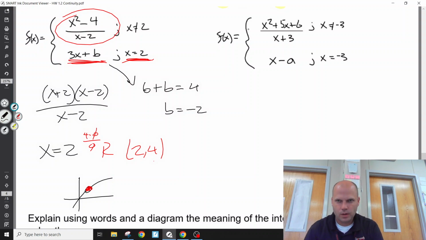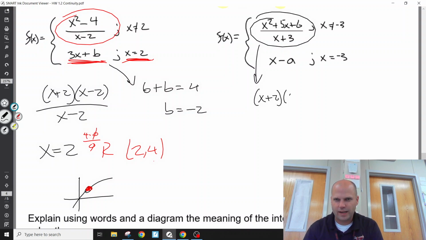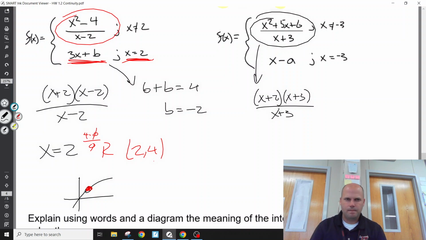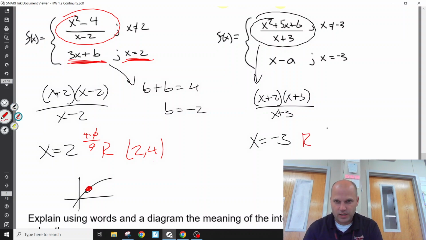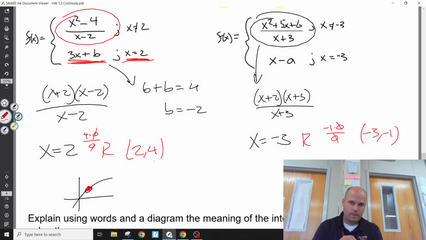Next one. Focusing on the dominating function. X plus 2, x plus 3, x plus 3. Okay. X equals negative 3. Removable, because I would get negative 1 times 0 over 0. Boom, boom, gone, giving me a location, negative 3, negative 1. Okay? Negative 3, negative 1 is a location of a hole.